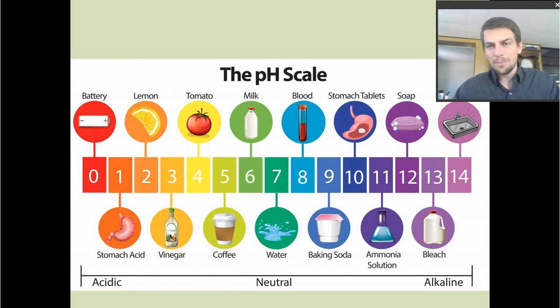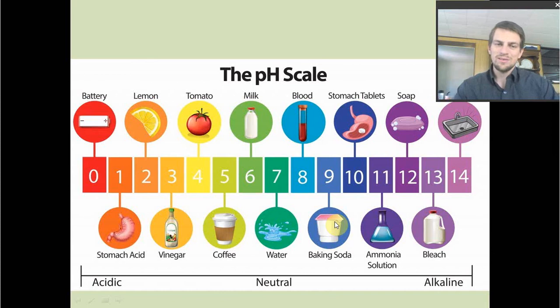Likewise, we could go in the opposite direction and look at things that are basic. So go back up to 7, to water where we're neutral. We can start getting more and more basic. So right next to 7 is blood. It has a pH of 8, and that's not too crazy. And then we have baking soda after that at 9.